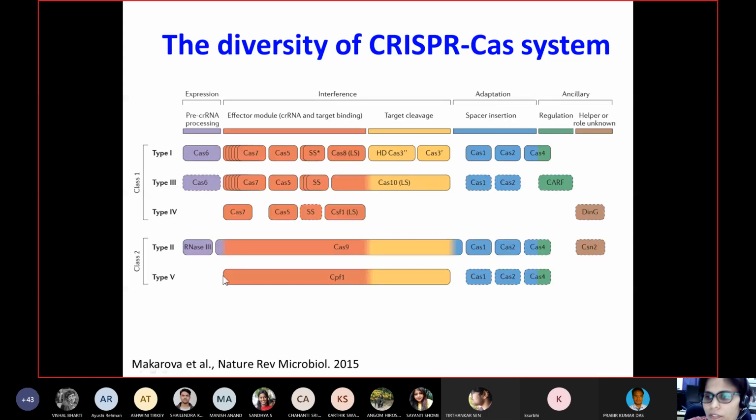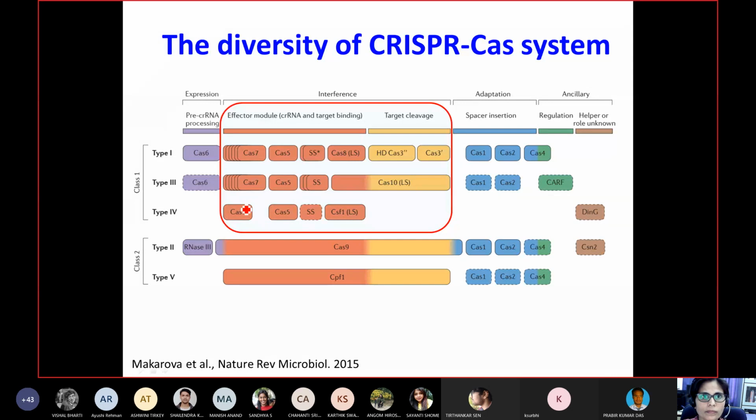All right. So what you see here is the diversity of CRISPR-Cas system. These CRISPR systems come in different sizes and different shapes. They have been classified into two classes: class 1 and class 2. The class 1 system has an effector complex of Cas proteins that consists of many different proteins. For example, in type 1 you have Cas7, Cas5, HD, and these are all different Cas proteins. In type 3 also, they have a different kind of Cas system.